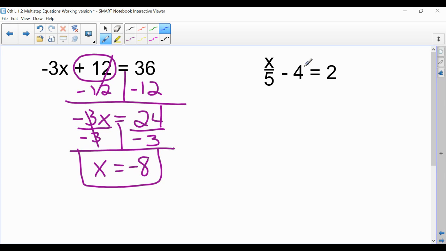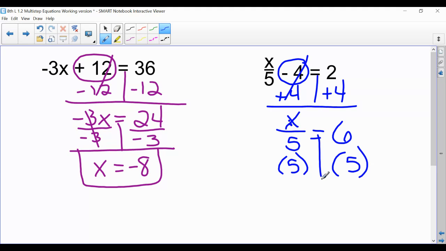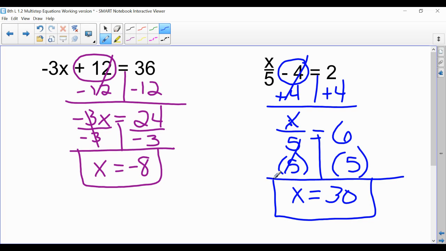For the next one, our constant is a negative 4. So underneath, we're going to do positive 4 to both sides to cancel them out. We're left with x over 5 equals 6. 2 plus 4 is 6. This is division. So to cancel it out and move it to the other side, we have to use multiplication. So we're going to multiply both sides by 5. And we're left with x equals 6 times 5 is 30. So that was your basic two-step equations.